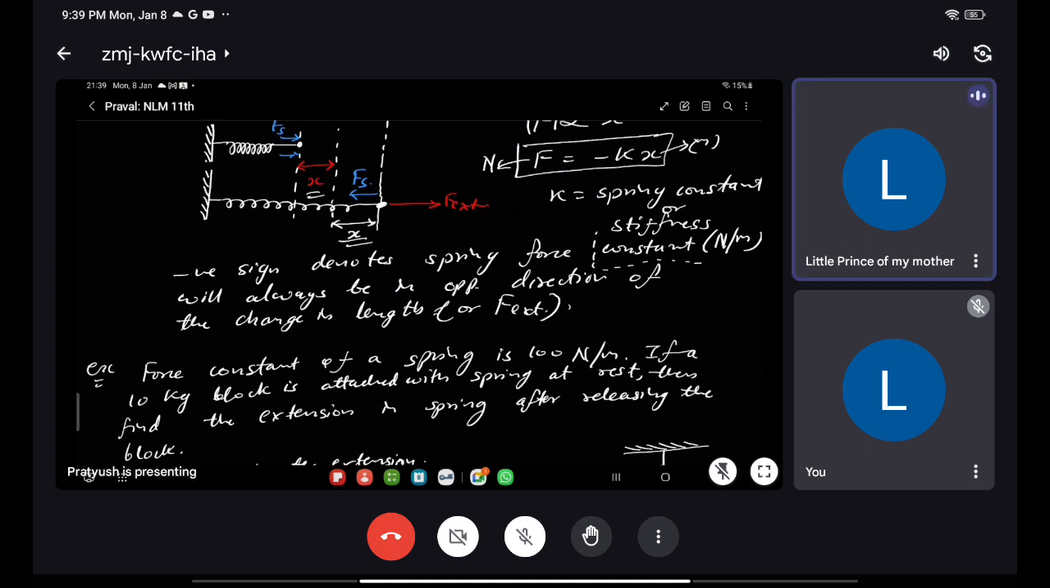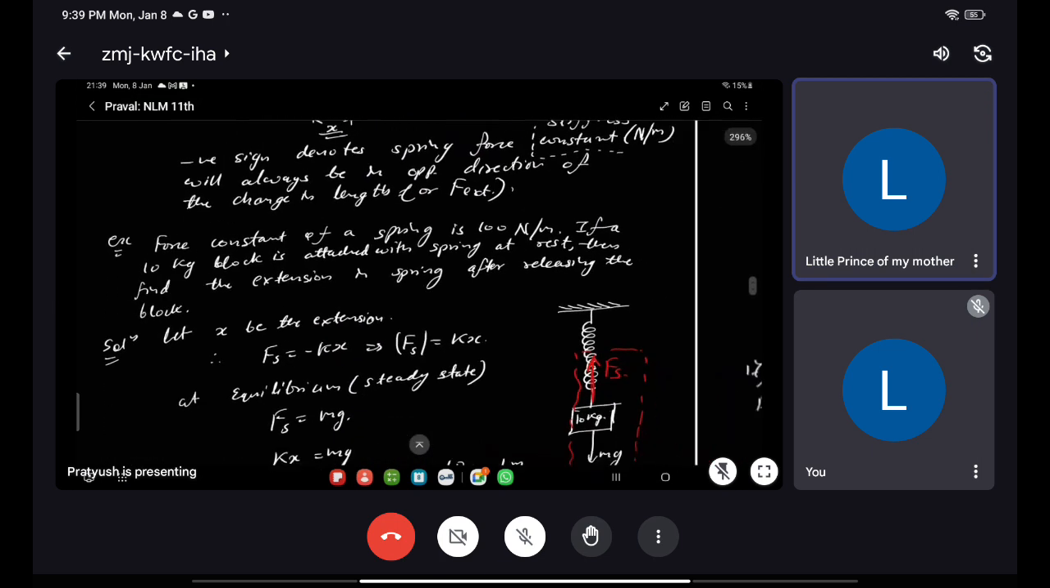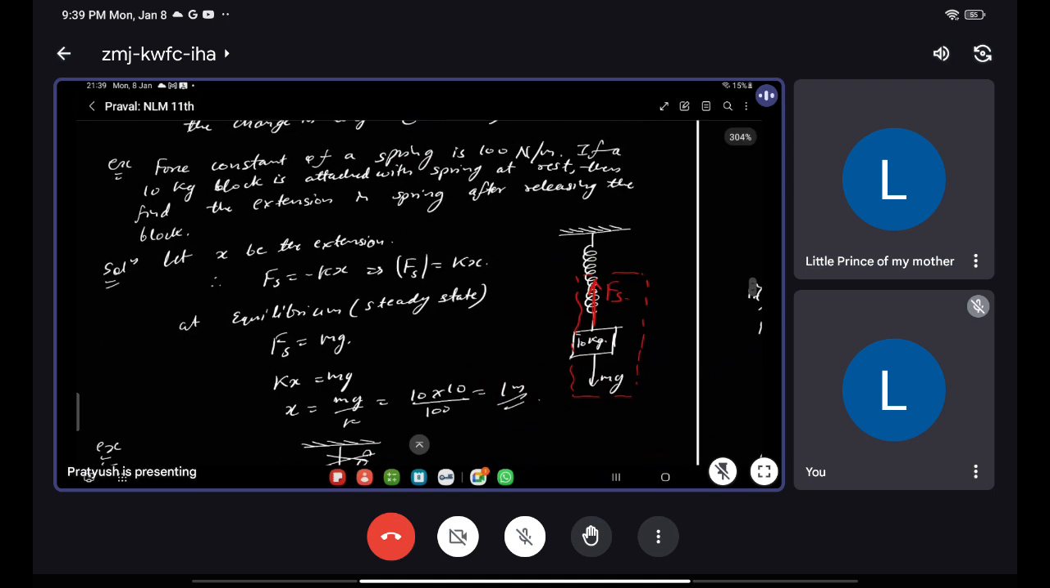So this question done. What is the answer? 1 meter is the answer. Very good. Now, nothing we need to do, just equate mg equals kx. Spring force is what? kx. It is always in negative direction of the applied force. That's it. So at equilibrium, both must be equal to each other.